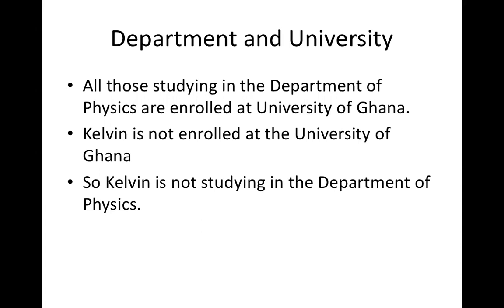Now, what type of argument is this? First of all, you have to find out the major premise. What is the major premise? And when you come to the major premise, you have to find out the antecedent and the consequent. So what's the major premise and what's the antecedent and the consequent?